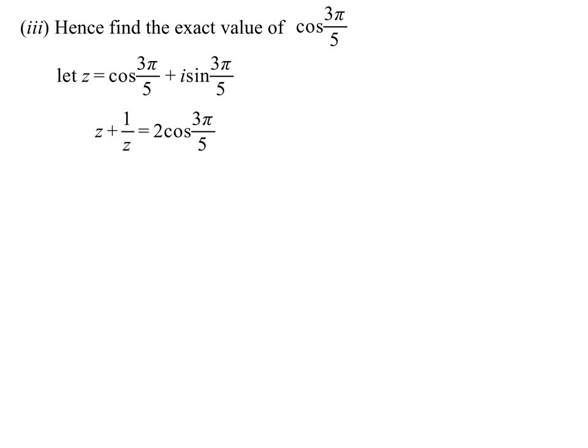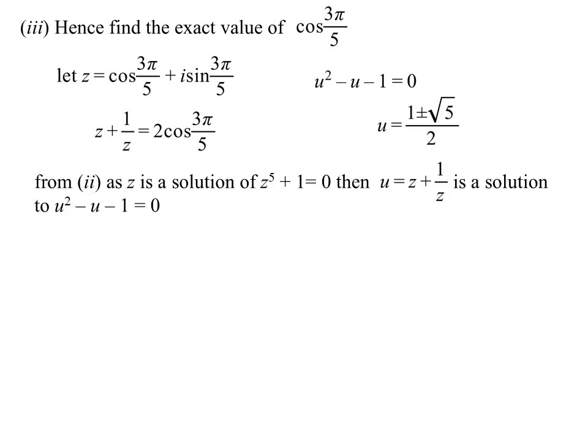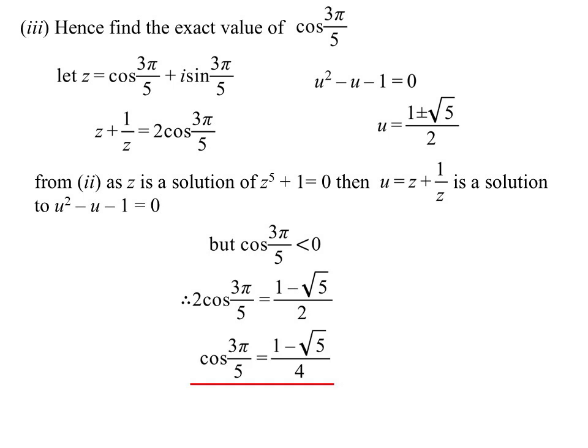But we also now know that z plus 1 on z is a solution to this quadratic. And I can find the solutions to that quadratic. It's 1 plus or minus root 5 on 2. What that's now telling me is that 2 cos 3 pi on 5 must be one of those answers. It's got to be one of them. The question is which one? Well, what I do know is the cos of 3 pi on 5 is a negative number. So it can't be 1 plus root 5 on 2. Well, that means it's got to be 1 minus root 5 on 2. The only thing we've got to do now is divide both sides by 2, and we've got our answer.